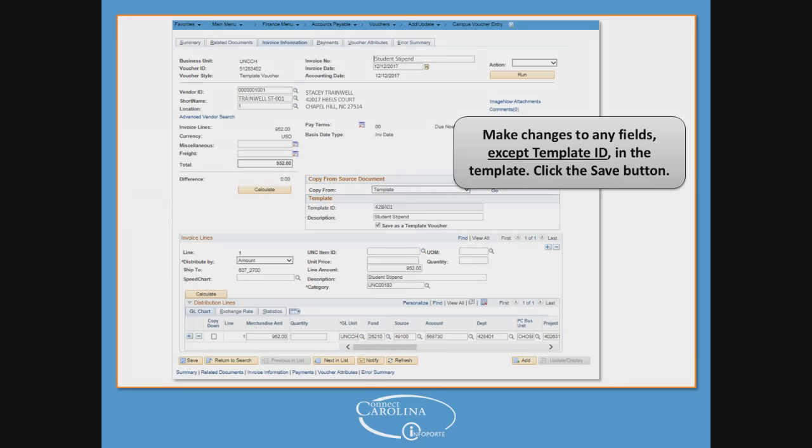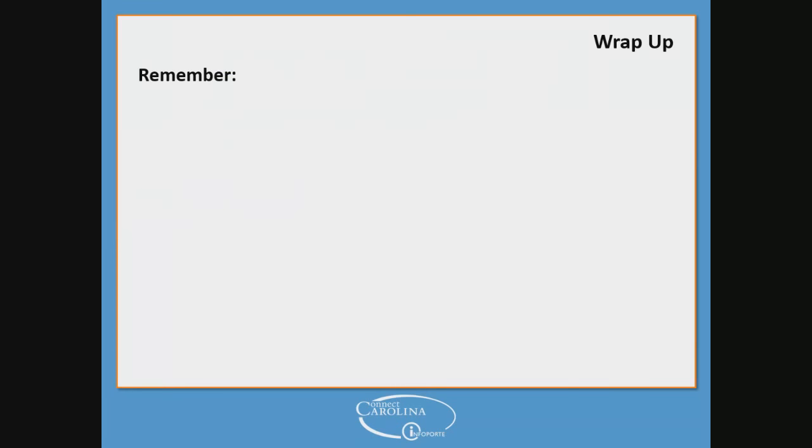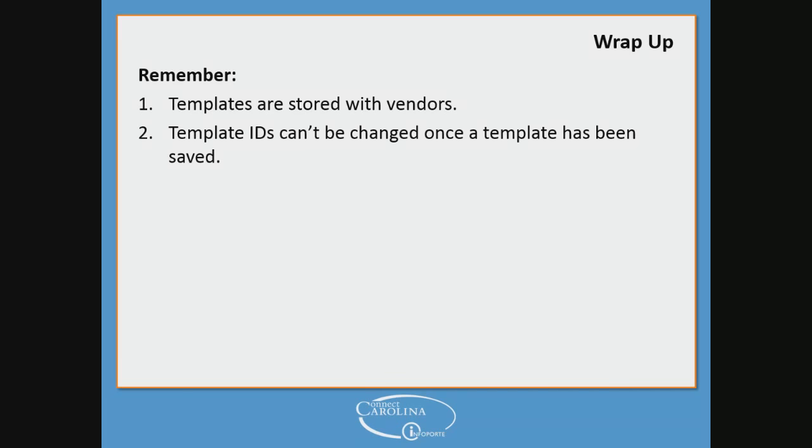This is all the information that we saved originally. And here we can make changes to any of the fields except the template ID in the template. So after you make the changes, you click save and you've updated your template. So let's just wrap up the important points here. The first thing is a reminder that templates are stored with the vendors. So you do have to pull up the vendor in order to apply the template when you use the campus voucher. The template IDs cannot be changed once a template has been saved.